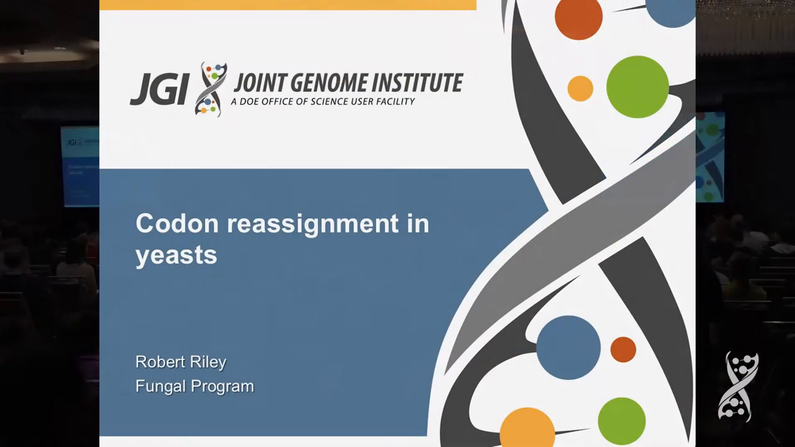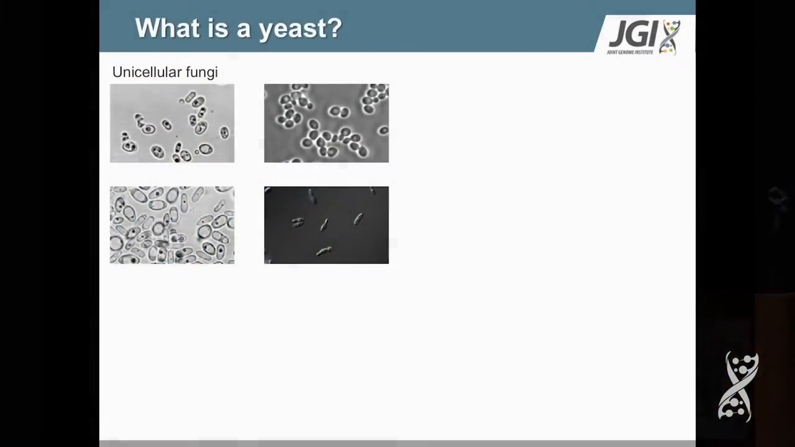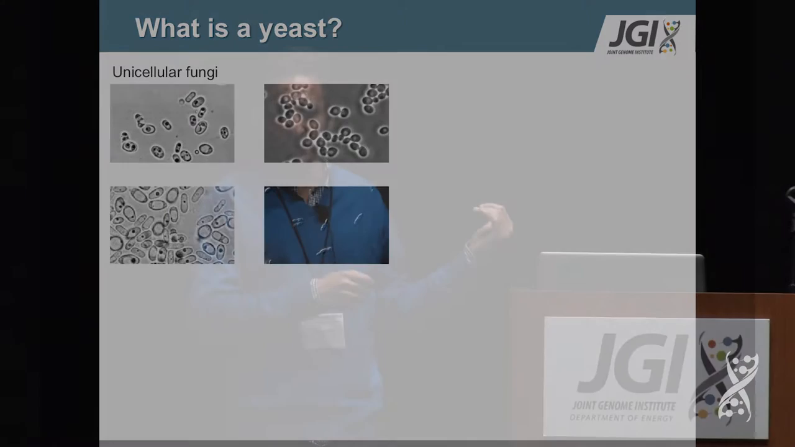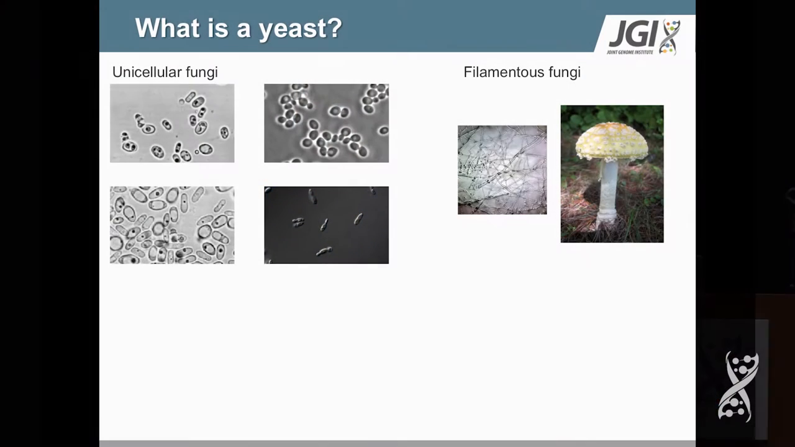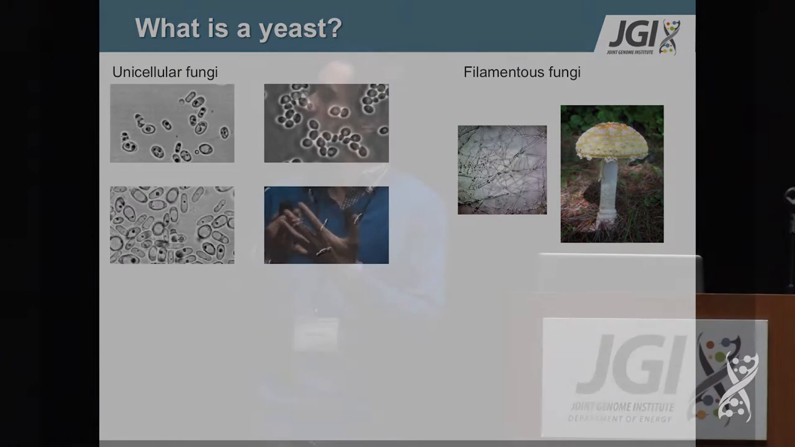I'm going to talk about codon reassignments in yeast. And what is a yeast? Well, it's a unicellular fungus. So pretty much any time we see a fungus that under the microscope seems to be living in a unicellular way, we say, that's a yeast. This is opposed to a filamentous fungus, which under the microscope grows in filament-like mycelial structures called mycelia and forms macroscopic things like mushrooms.